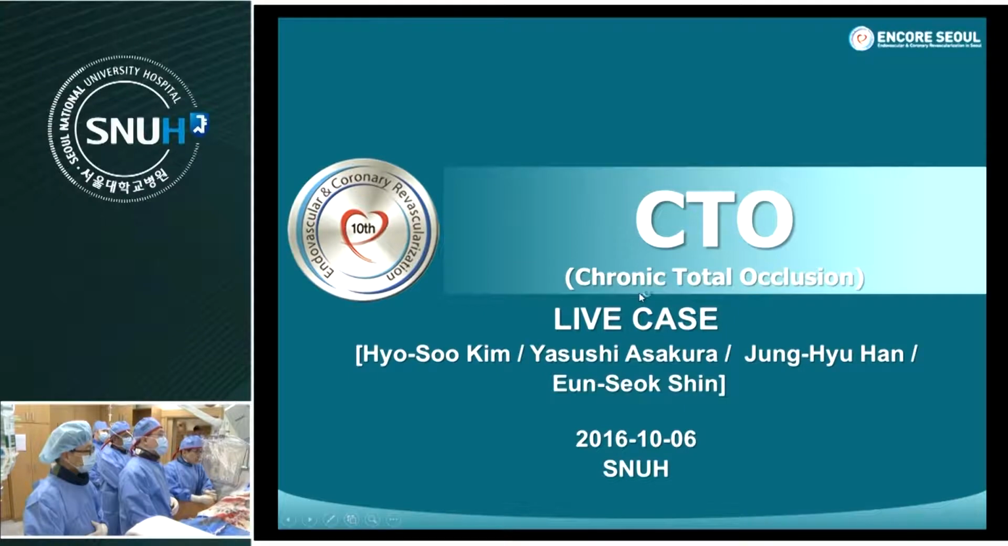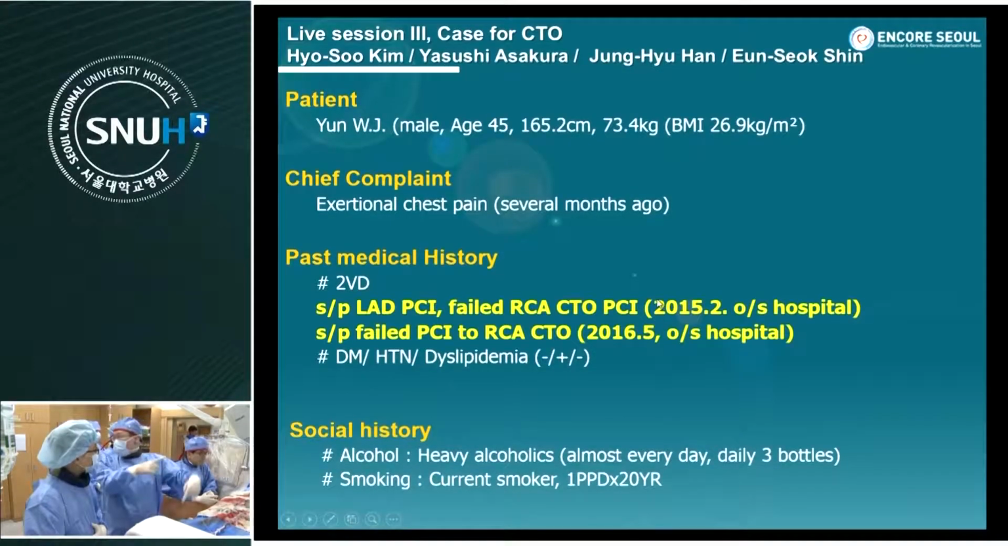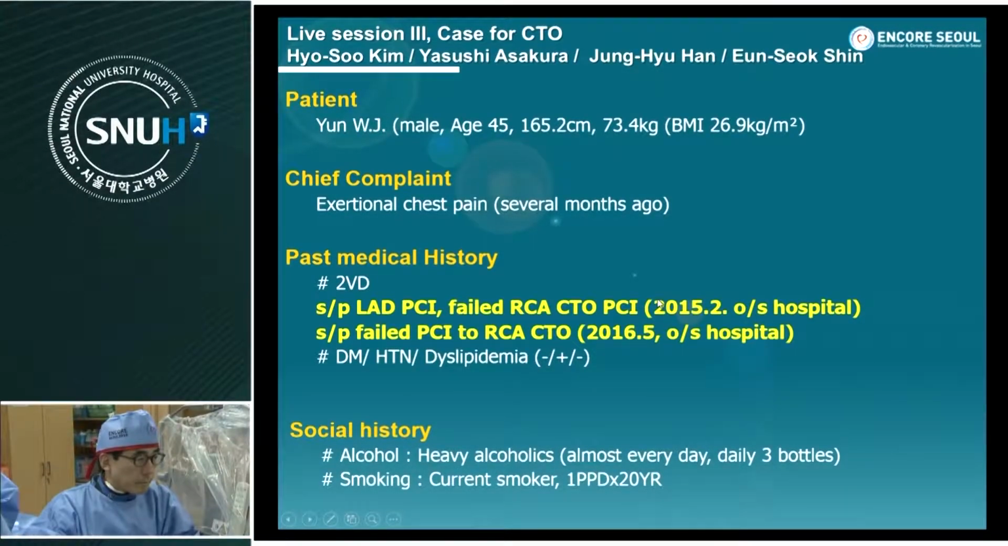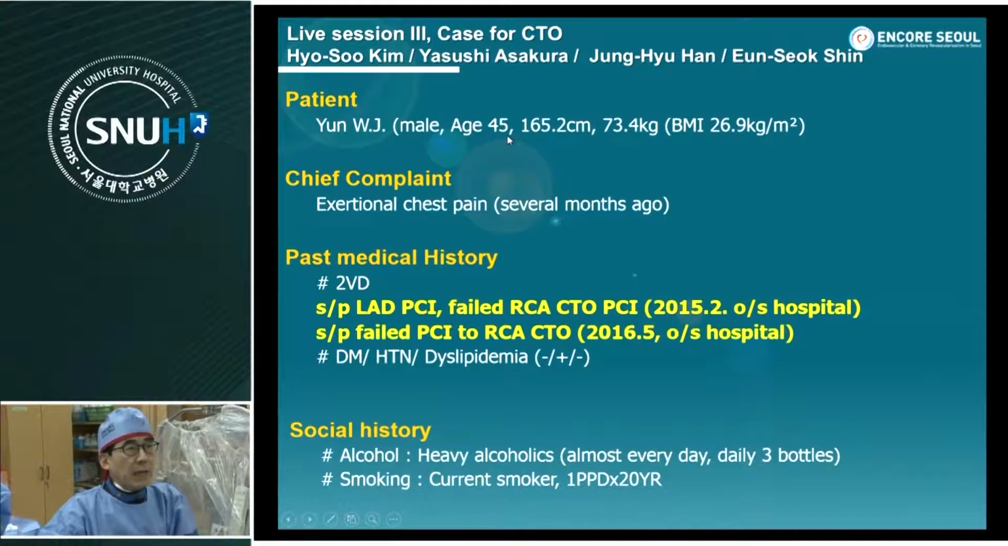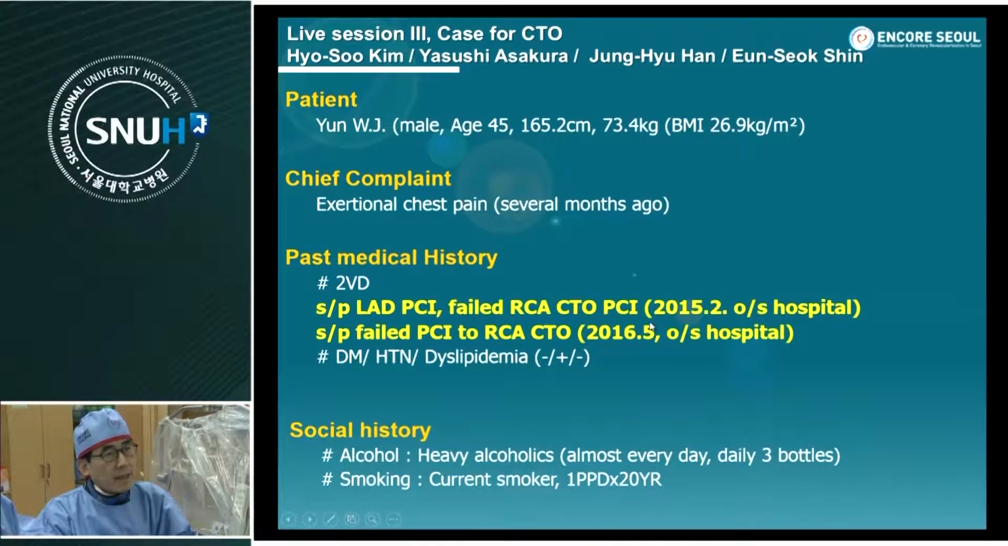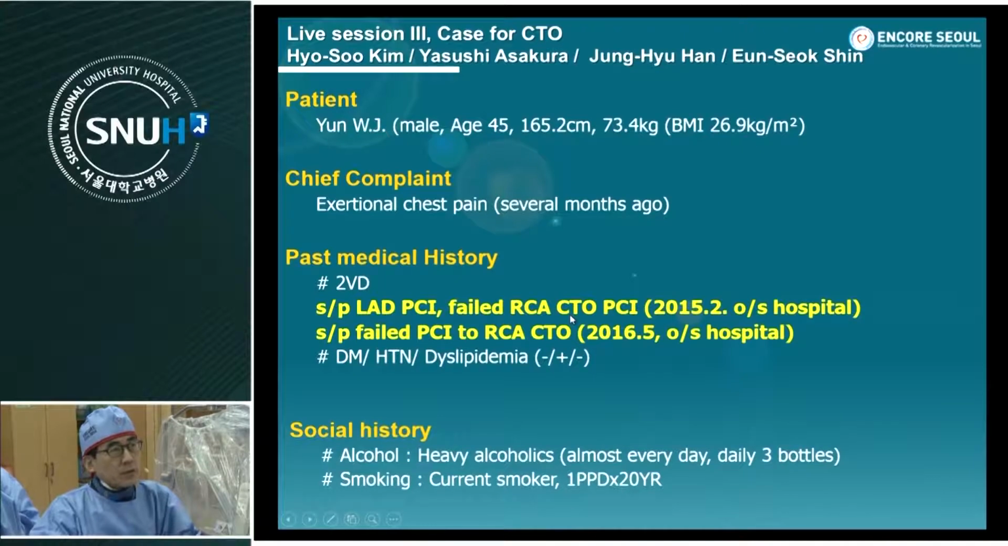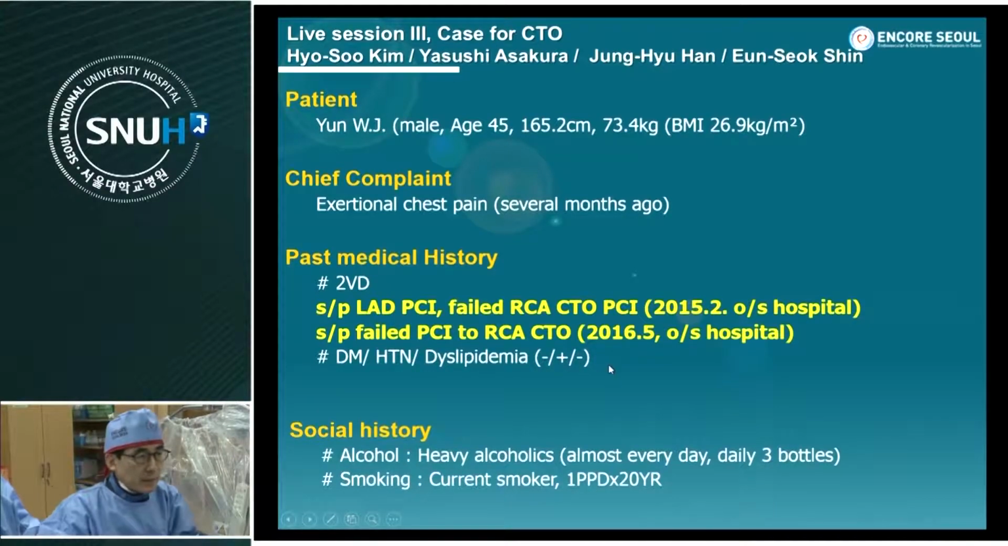Okay. Next, please. Okay. This is a 45 years old male. Chief complaint is effort angina since several months ago. He actually underwent PCI last year in another hospital. At first trial, the RCA CTO failed, and the second trial also failed 5 months ago. Thus, he was referred to our SNU hospital.